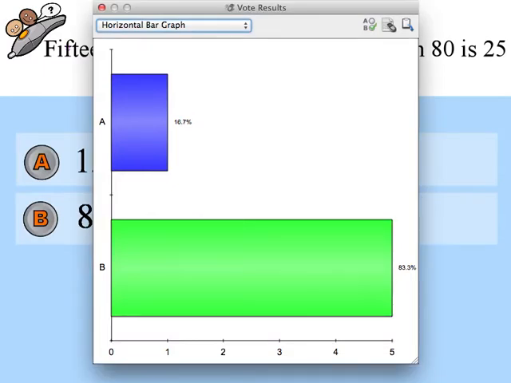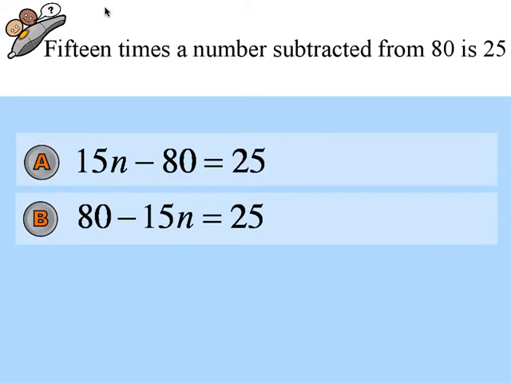B is the answer. Now, the biggest thing that you needed to get is it doesn't say 15 times a number minus 80. It says 15 times a number subtracted from. So that means you start with 80 and then you subtract your 15n. You kind of have to watch some of those words, but when it said subtracted from 80, that meant your 80 minus 15n. You guys did a good job on that one.